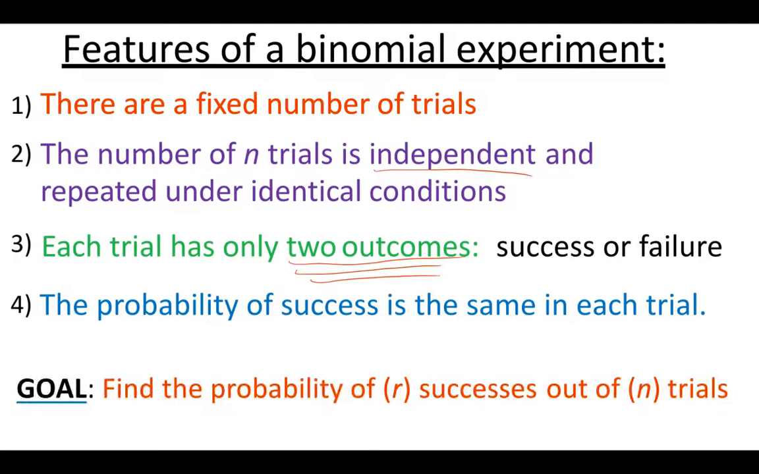And often the goal here, which we'll define with a formula in a minute, is to find the probability of the number of successes, which we'll call R successes, out of N trials. So the probability of 3 spins out of 100, right? 3 5,000s out of 100 trials.